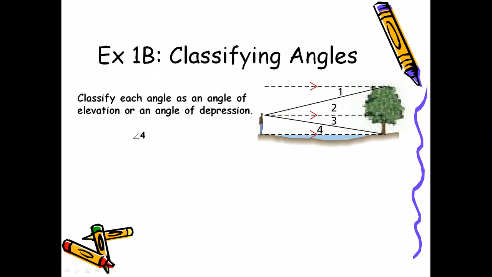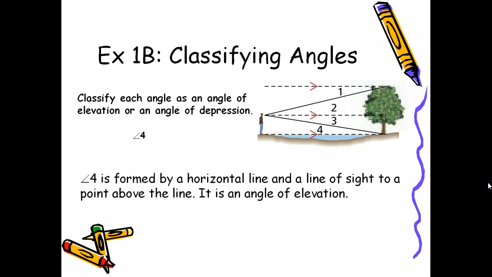If we look at angle 4, right here, it goes from the line of sight here to the base of the tree. He's looking down at the base of the tree, and we've labeled it underneath. This is actually an angle of elevation then, because the tree base is looking up toward the man.